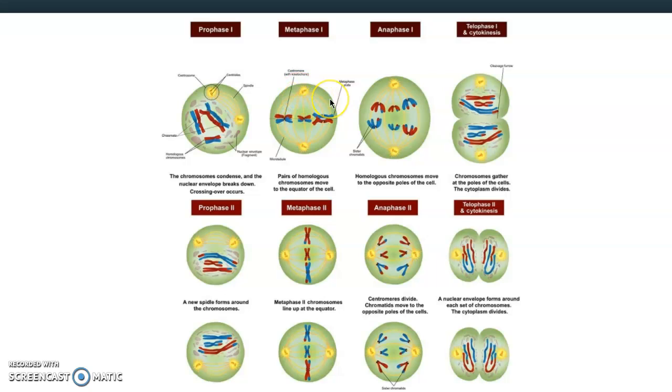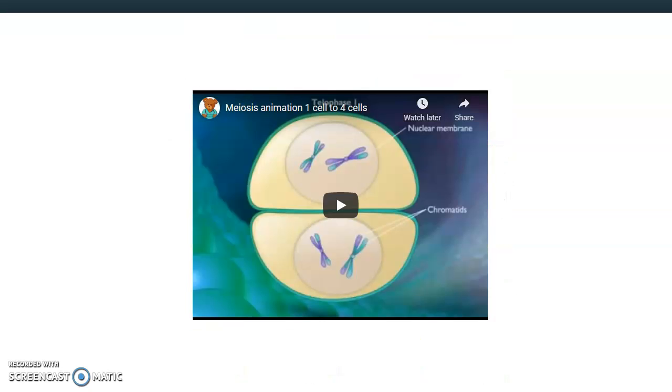So in one big picture, the summary of this is we have interphase out here, and then we have prophase 1, metaphase 1, anaphase 1, telophase 1, and cytokinesis 1. Then we have prophase 2, metaphase 2, anaphase 2, telophase 2, and cytokinesis 2. And that all leaves us with 4 new cells, 4 different cells from the beginning.